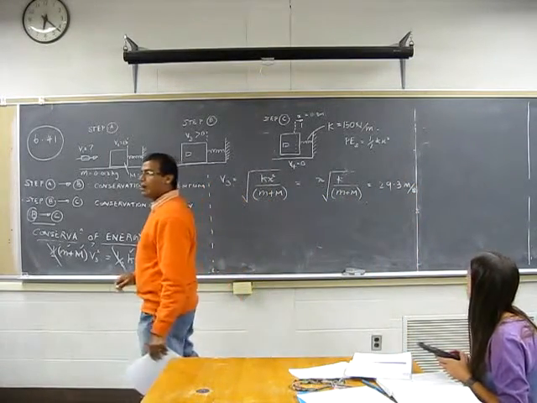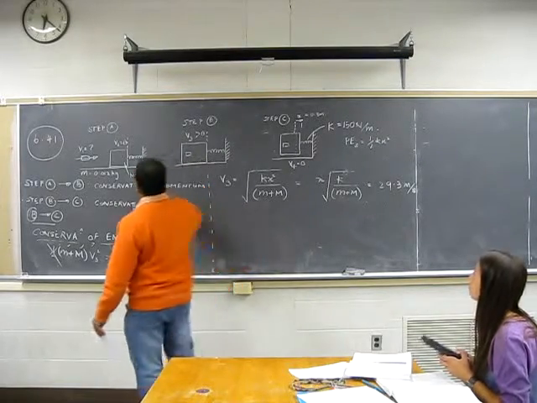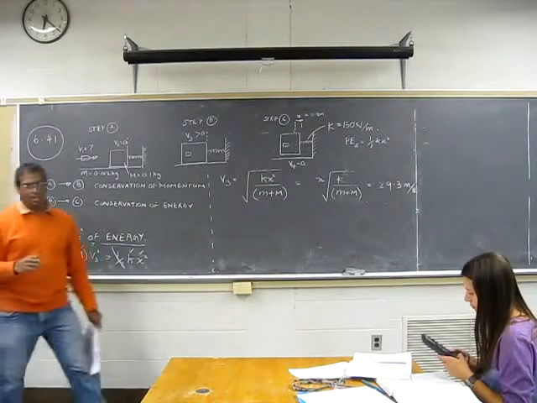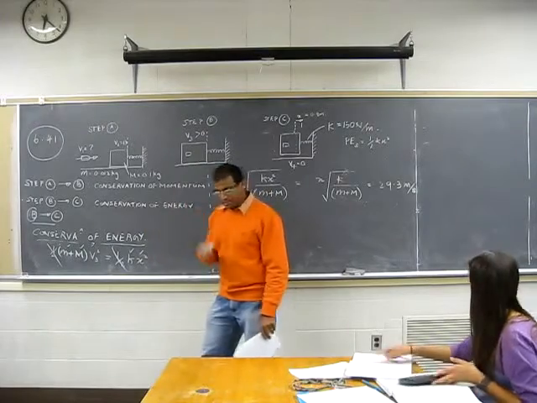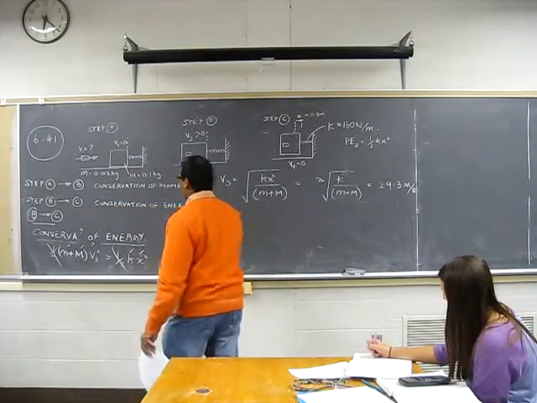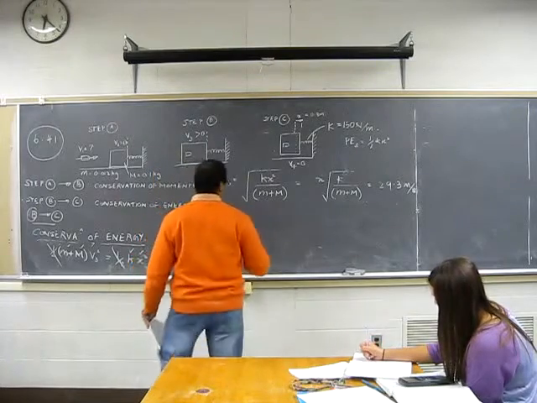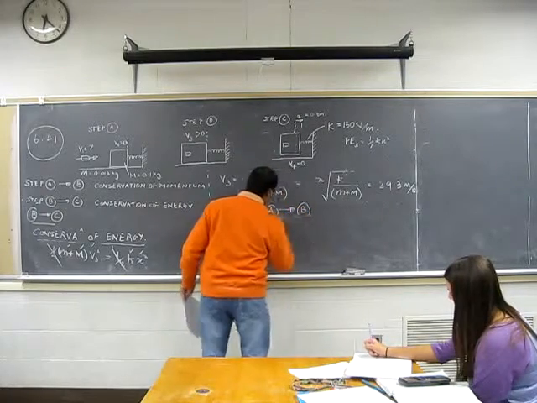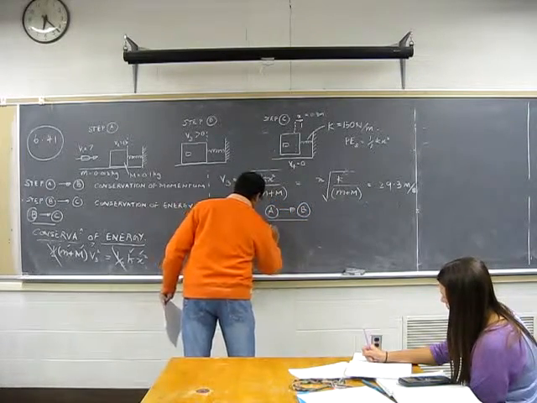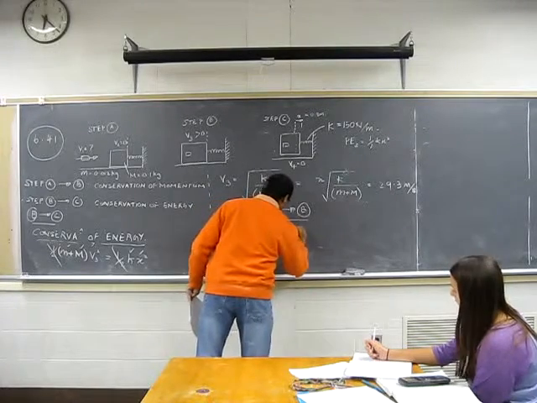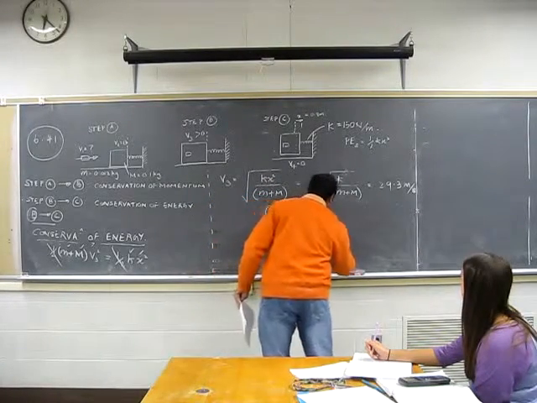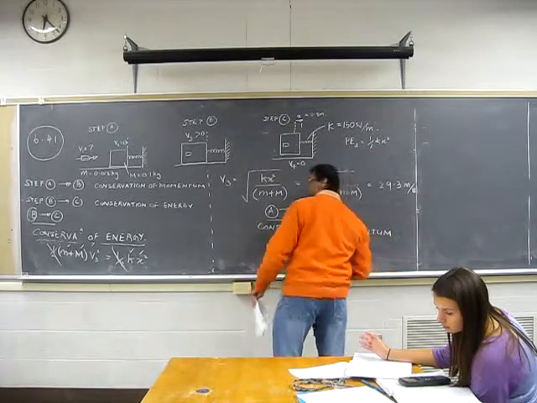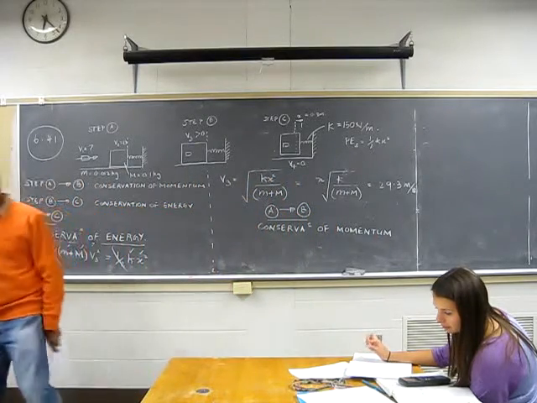So now, what do we have? We have A to B. A to B, on the other hand, is going to be a little bit tougher because we cannot apply conservation of energy. We have to apply conservation of momentum. So now, from A to B, I'm going to apply conservation of momentum. So far so good?